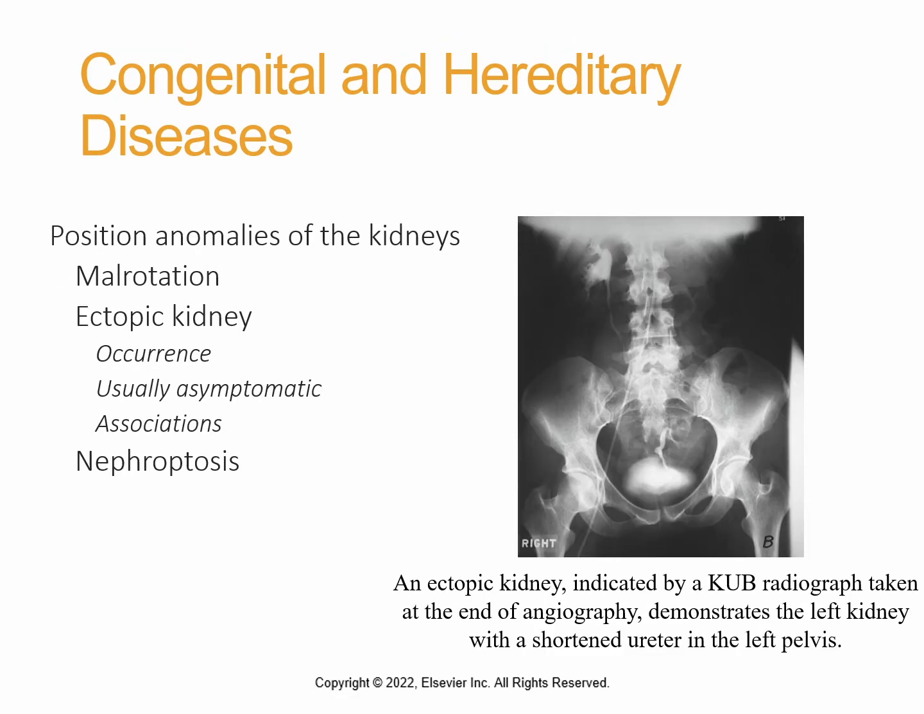Also a highlight star, so the position anomalies of the kidneys. Malrotation refers to the incomplete or excessive rotation of the kidneys as they ascend from the pelvis in utero. Normally this is not an issue unless an obstruction occurs. Ectopic kidney occurs when one is out of its normal position. This occurs in 1 in 1,000 live births.